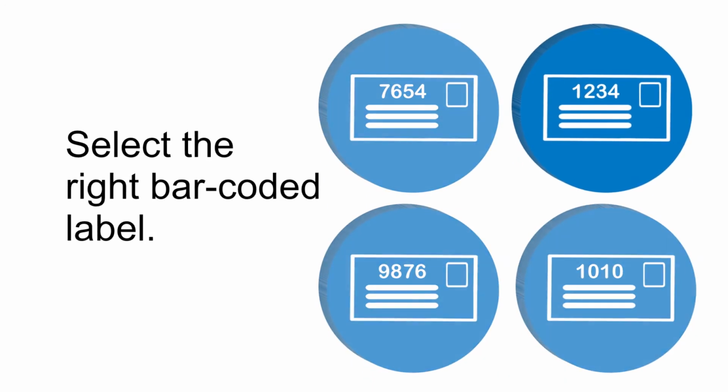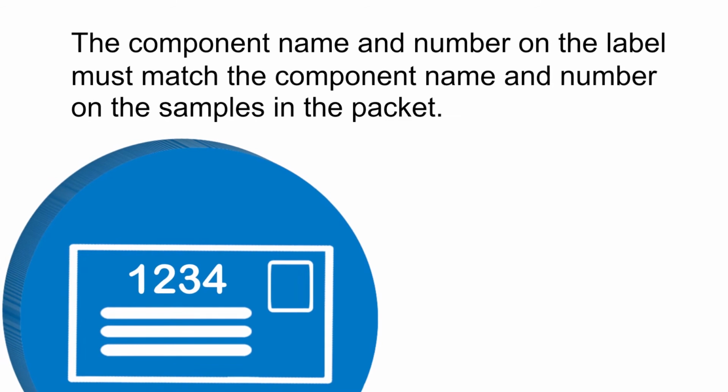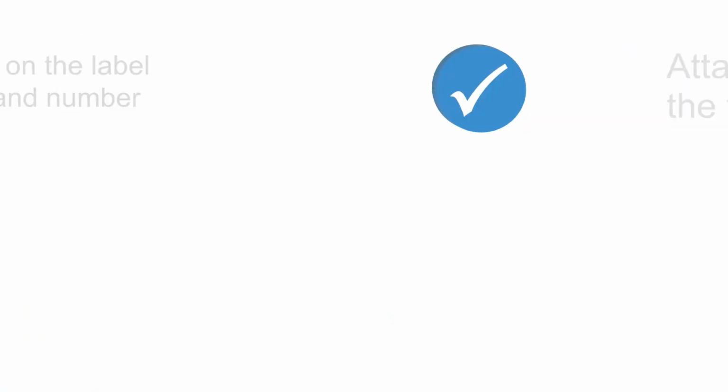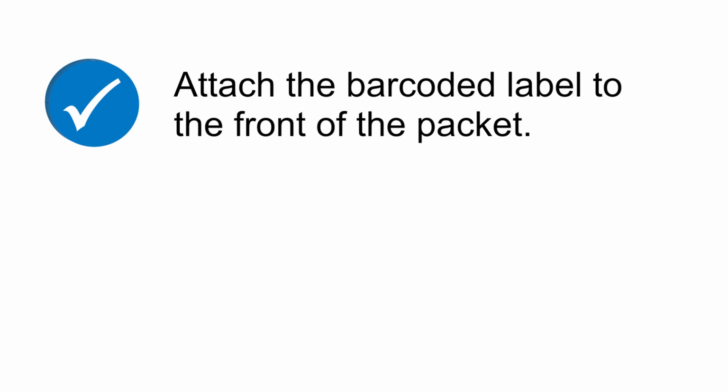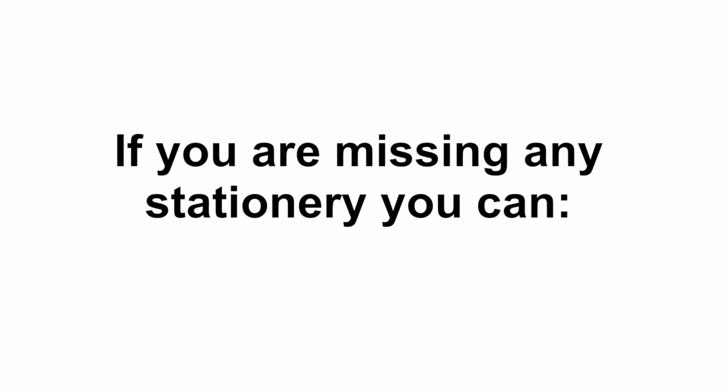Attach barcoded labels to your packets of coursework samples. Select the right barcoded label. The component name and number on the label must match the component name and number on the samples in the packet. Attach the barcoded label to the front of the packet. Securely fasten the packet.